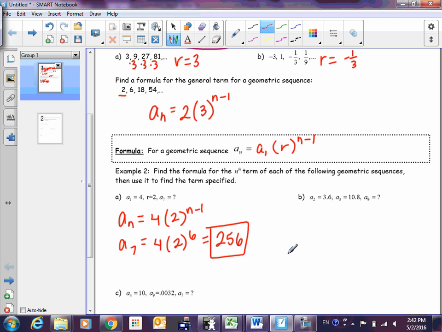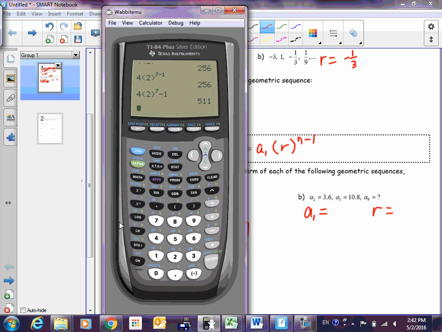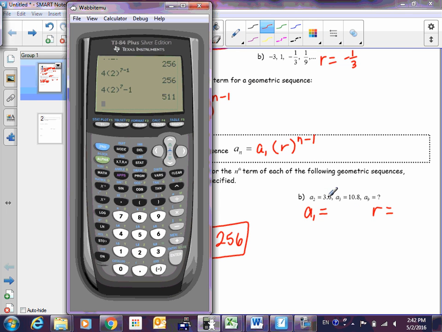Okay, so if we look at B, first of all, they're not giving us all the information like how they did. Remember, we need to find the first term, and we need to find R before we can even write the formula. So how could we find R? And I'm going to get my calculator ready. If you know the second term is 3.6 and the third term is 10.8, how could we use that information to find R? Find the difference between them and subtract it from 3.6.